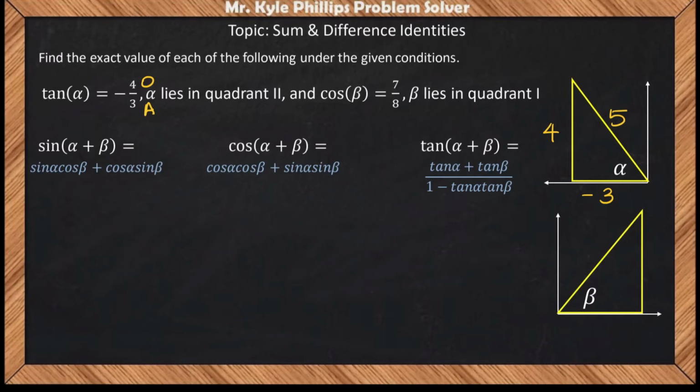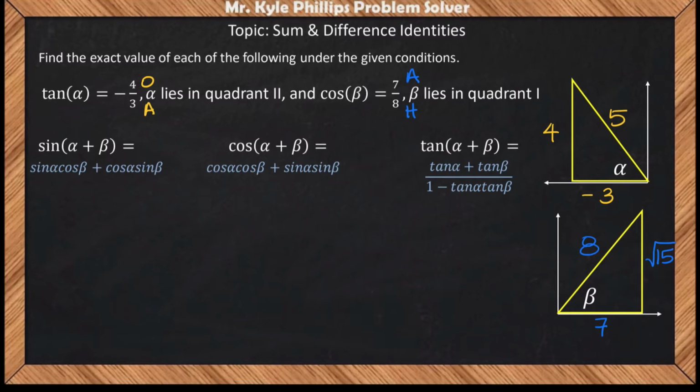Cosine is 7/8, so we'll come down here to beta. Cosine is the adjacent over the hypotenuse. So the adjacent leg to beta is going to be 7 and my hypotenuse is going to be 8. Now we need to find our height here. So I can use Pythagorean's theorem: the square root of 8 squared minus 7 squared is going to give me the square root of 15. So here I have the square root of 15. That's going to be the value of this leg here. So it says find sine of alpha plus beta, cosine of alpha plus beta, and tangent of alpha plus beta.